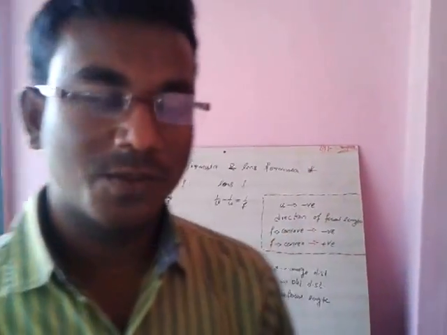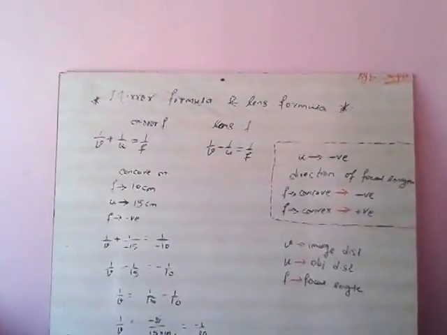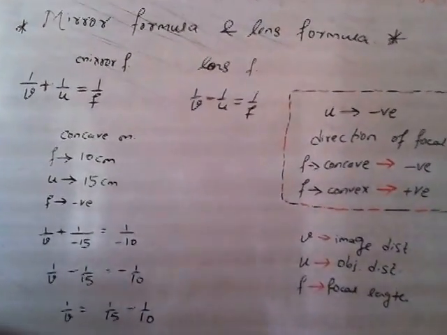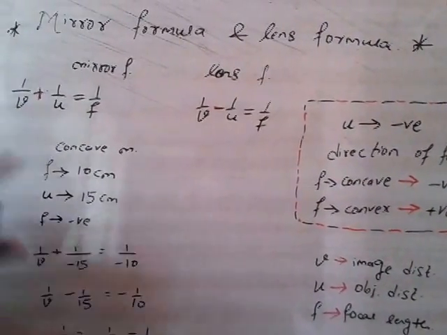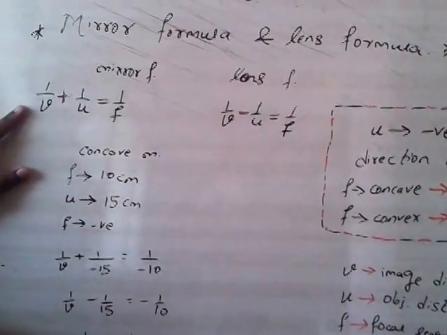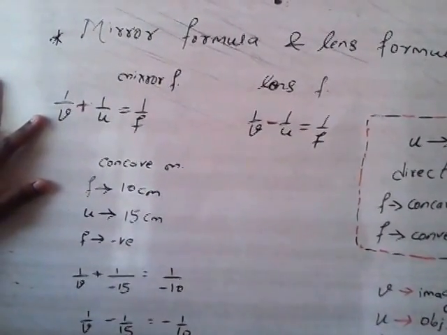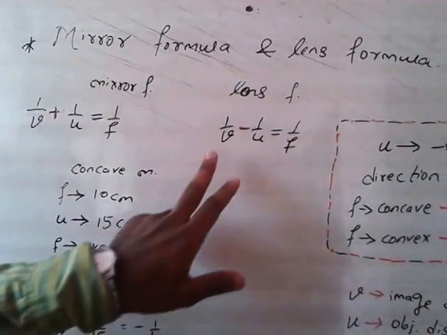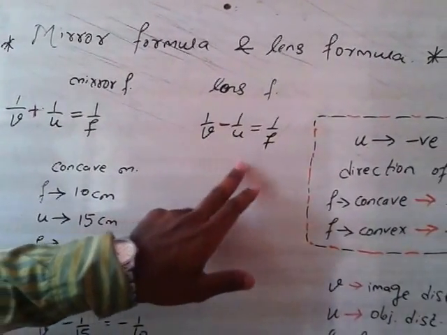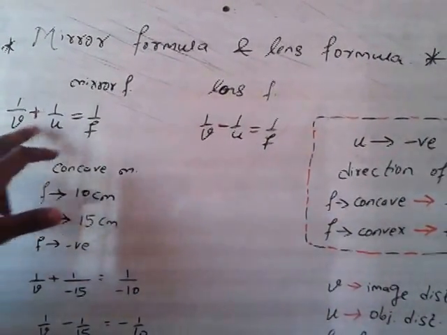Hello, welcome. In this video I am going to make you master in mirror formula and lens formula. So this is basically a mirror formula and this is what our lens formula. So mirror formula is 1 by V plus 1 by U equals to 1 by F, and this is the lens formula, 1 by V minus 1 by U equals to 1 by F. So there is a difference of only one sign.